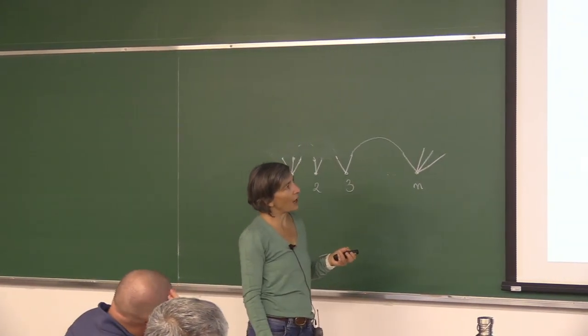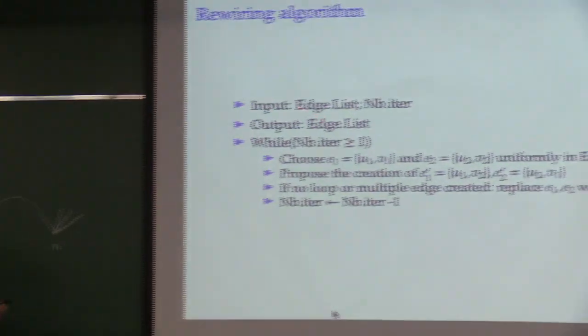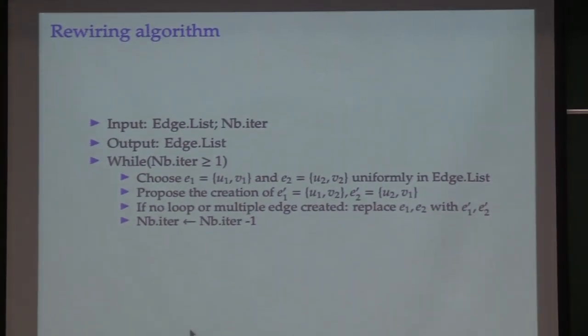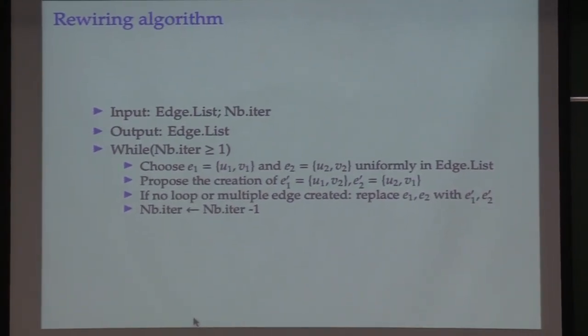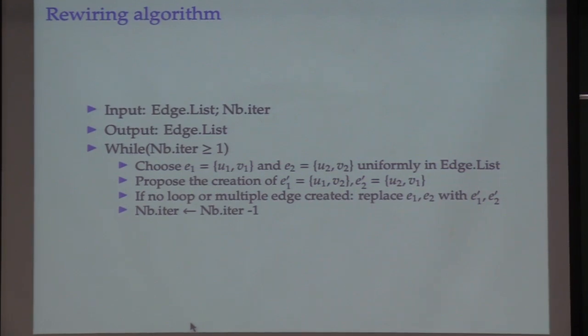In the rewiring algorithm, you need to start from a graph that has the degree sequence that you aim at realizing. And what you will do in this algorithm is that you will mix the edges. So the input is an edge list and a certain number of iterations, which is the number of times you're going to mix everything. The output will be an edge list, and while you have not reached the total number of iterations, what you do is you choose a first edge.